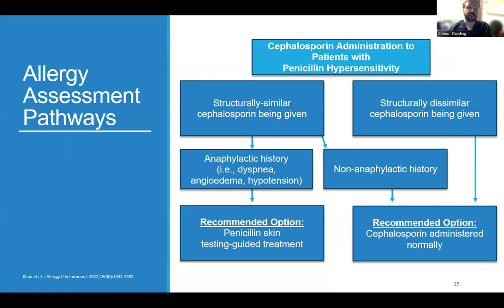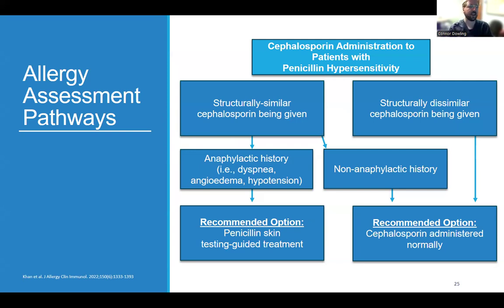So our allergy assessment pathways are really where we can see how we can take our risk of cross-reactivity, our different beta-lactams, and what do we do with this information when a patient has a history of an anaphylactic or non-anaphylactic reaction? Can we administer something or should we avoid it? And so we're just going to start off here with our cephalosporin administration to patients with a penicillin hypersensitivity.